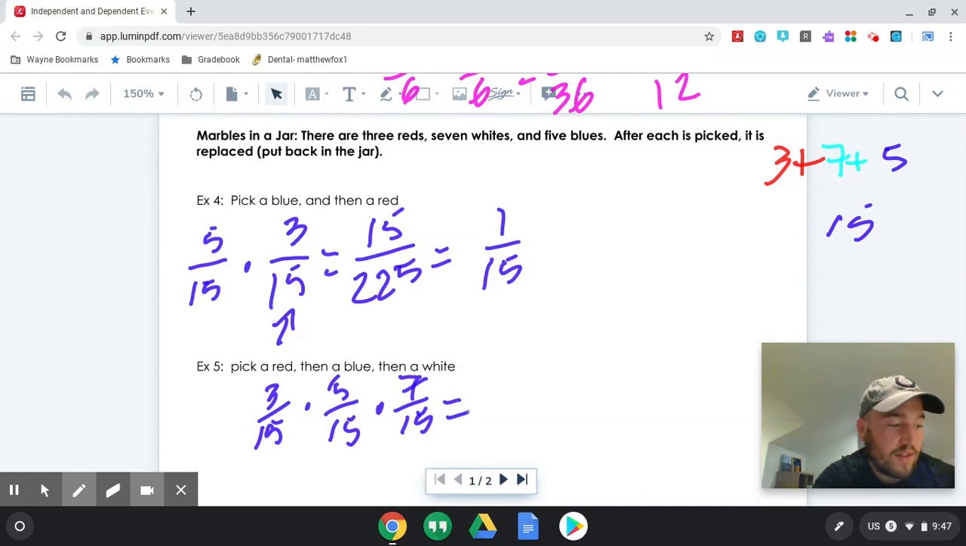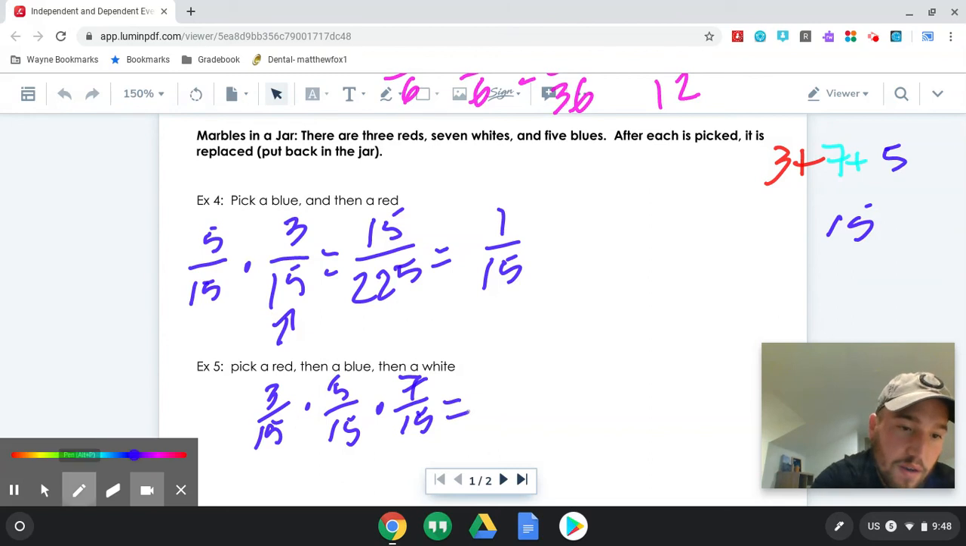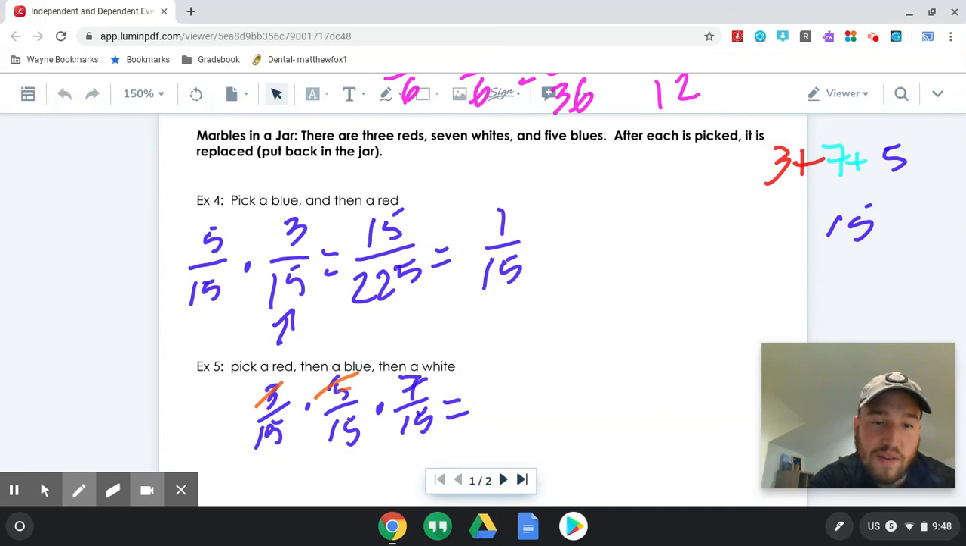So at this point, it's up to you. You can either just multiply across, or one trick might be easier to save you some time is let's simplify early on. Okay, so if we look here, I'll use a different color. So this 3 and the 5, 3 times 5 gives 15, so that can cancel out. And we're left with just a 7 on top, all over 15 times 15, 225.